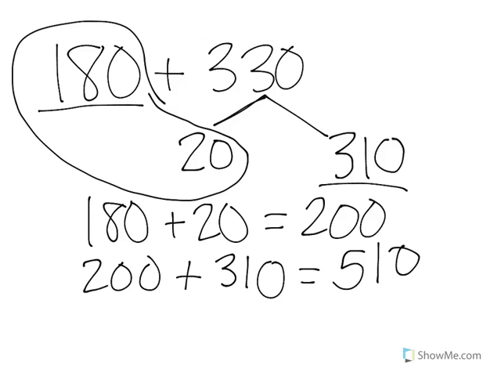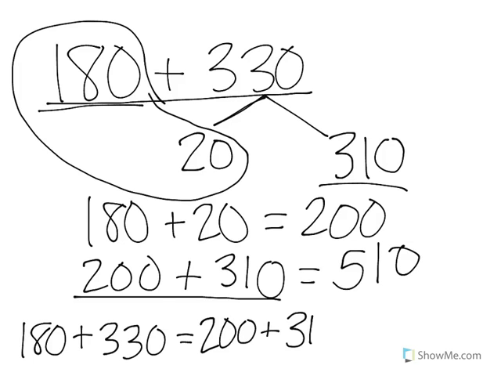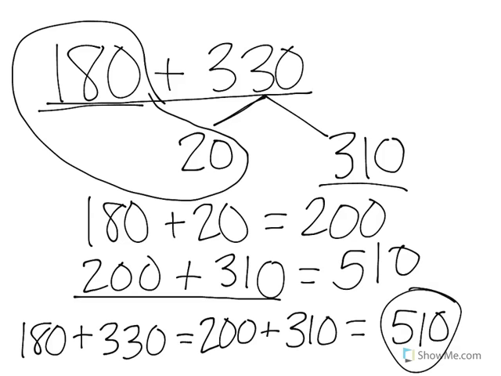All right, remember, this is our new step. Now we need to write both number sentences, the old one and the new one. Our old one is up here, 180 plus 330. Then our new sentence is right here, our easier one we made, 200 plus 310, and both of those equal our answer, which is 510.